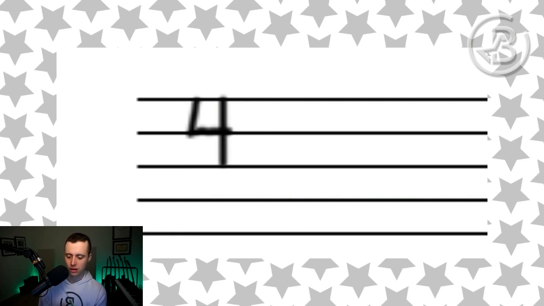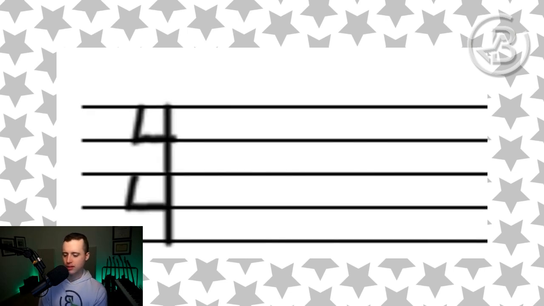There you go. And then the bottom number of the time signature goes directly below the top number, and that goes from line 1 to line 3, or line 3 to line 1. There you go. And you can see that I'm using the lines of the staff to help me write my 4. So that's a 4/4 time signature.